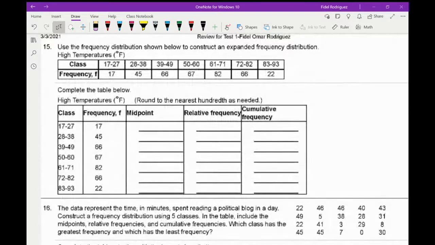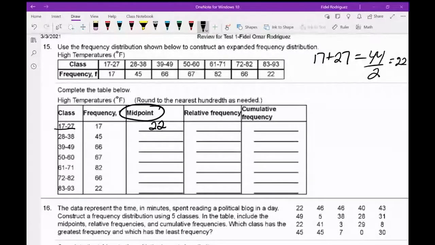Okay, so let's see. First thing we're going to do here, guys, we're going to find our midpoint, right? Okay, so remember, we know how to find the midpoint, right? We're going to take those two numbers there, 17 plus 27. That's going to give me 44. We're going to cut it in half, and that should give me 22. So this number here is going to be 22.